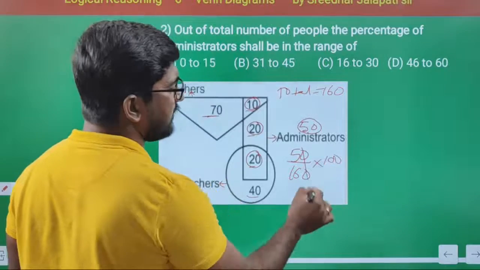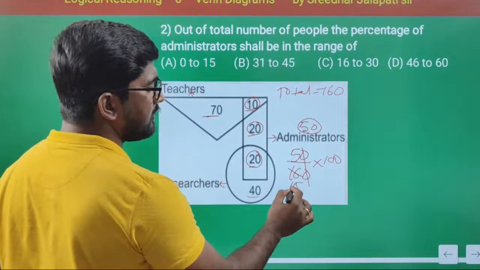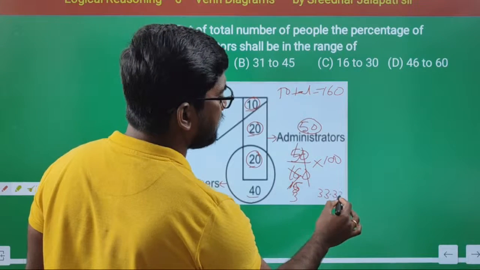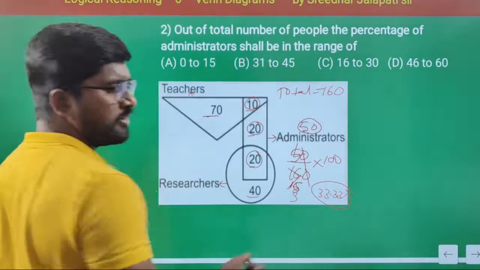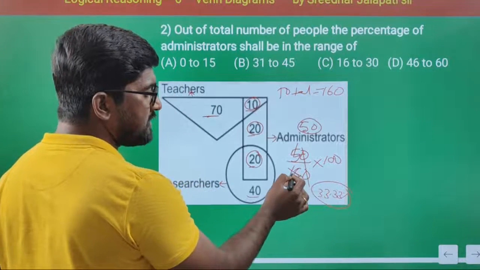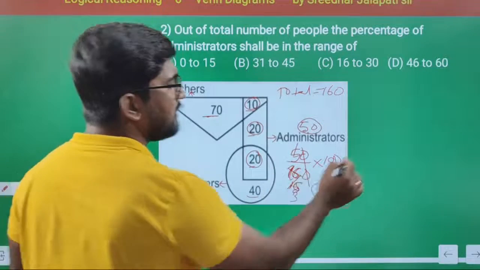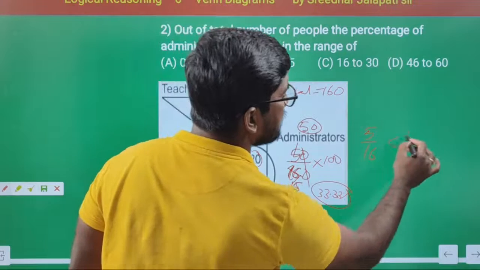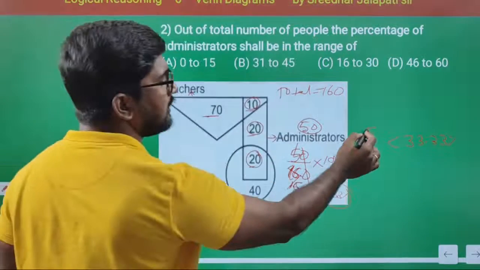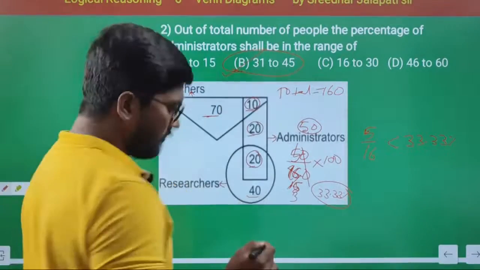If I simplify this, the zeros get cancelled. Normally, if instead of 16 I take it as 15, then 5 by 15 is 1 by 3, which is 33.33%. 1 by 3 is nothing but 33.33%, right? So 5 by 15 is 33.33. For 5 by 16, the more the denominator, the lesser the fraction value. So 5 by 16 should be just less than 33.33%, so you may get around 31 or 32. So that lies between 31 to 45, which is option B.